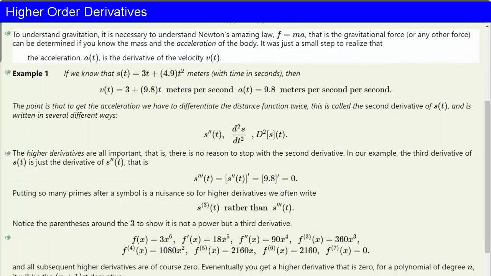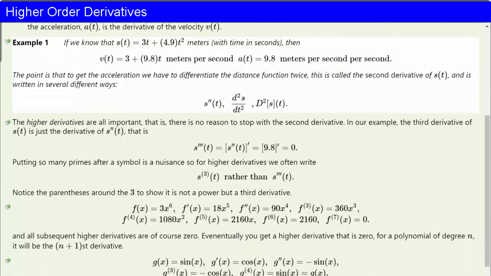However, to understand gravitation, it is necessary to understand Newton's amazing law F equals ma. That is, the gravitational force, or any other force, can be determined if you know the mass and the acceleration of the body. It was just a small step to realize that the acceleration a of t is the derivative of the velocity v of t.